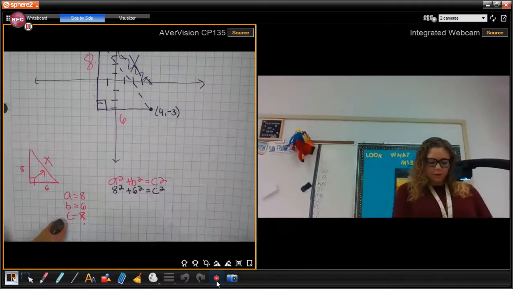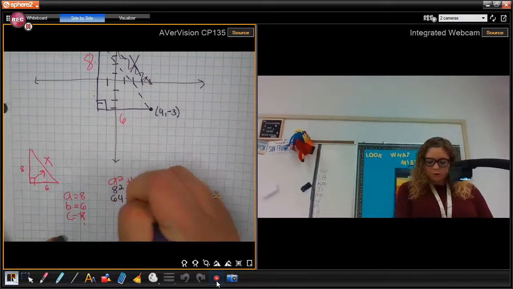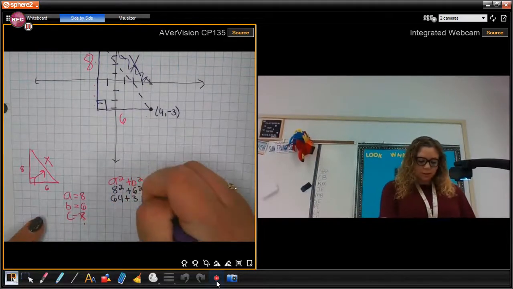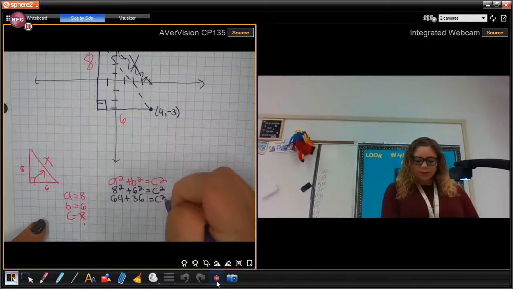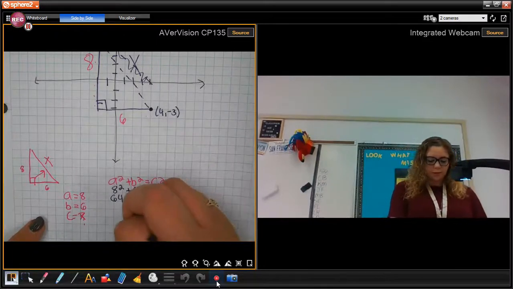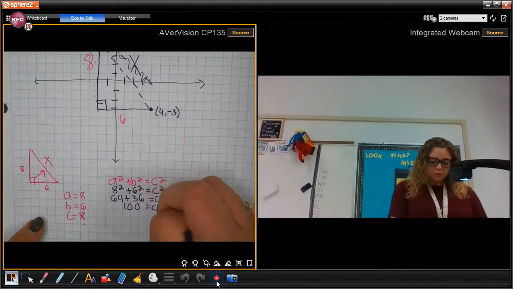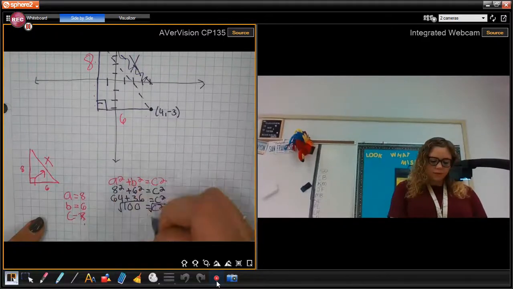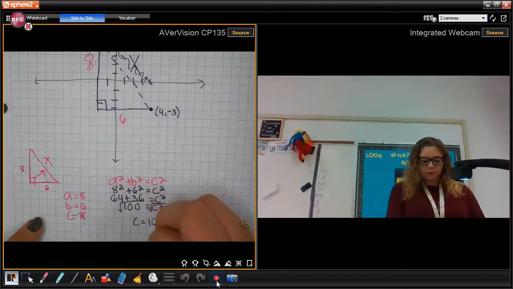So 8 squared is 64, 6 squared is 36, equals C squared. 64 plus 36 is going to be 100. Then you're going to take the square root of both sides, so C is going to give you 10.